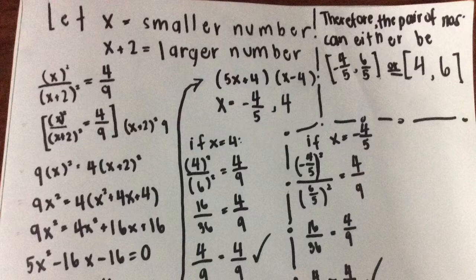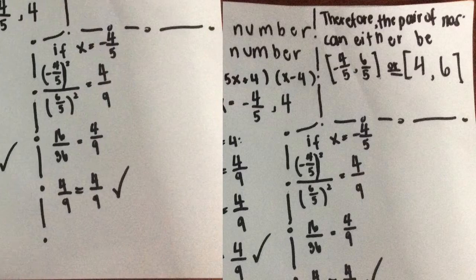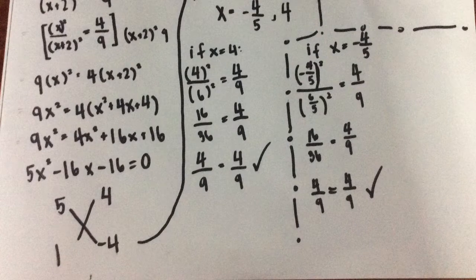Now transpose the whole equation to the left side, giving us 5x squared minus 16x minus 16 equals 0, since it is a quadratic equation. After factoring this, we get the binomials 5x plus 4 and x minus 4. Using the zero factor property, we get that x is either equal to negative 4 over 5 or 4. Now we will use 4 as it is positive.